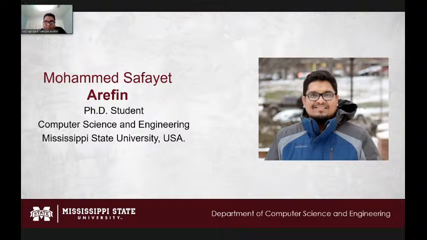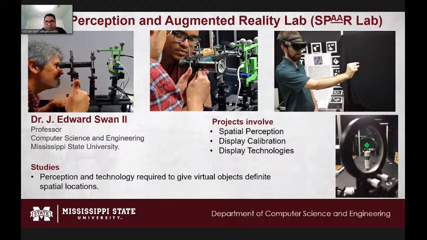Good afternoon, everyone. I'm Arefin. I'm a PhD student at the Computer Science and Engineering Department of Mississippi State University. I'm from the Spatial Perception and Augmented Reality Lab. The lab is led by Dr. Ed Swan, Professor of Computer Science and Engineering, my advisor. Here are some random pictures from our lab. From the pictures, you can get a sense that most of the projects we do involve spatial perception, display calibration, and display technologies. In most of the studies, we try to utilize the perception and technology required to give virtual objects definite spatial locations.